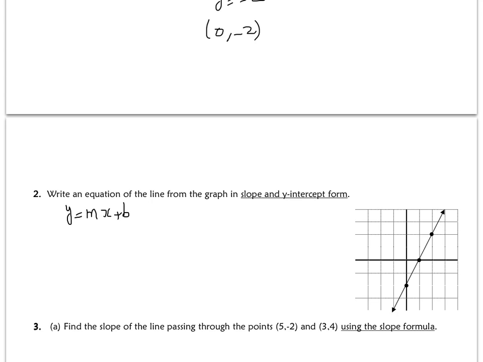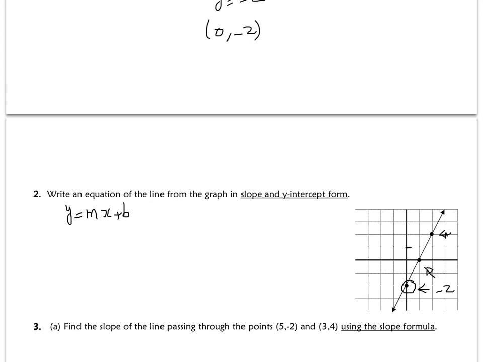M is the slope and b is the y-intercept. It is easy to see that the y-intercept is this point here, which is equal to -2. To find the slope, take 2 points on the graph. For instance, I take this point and also I take this point. Remember, the division here is 1 division here.